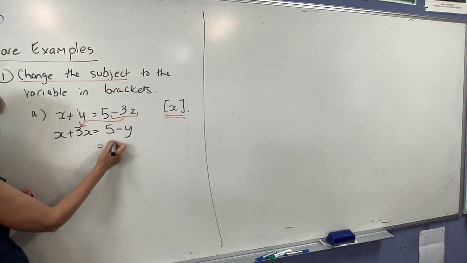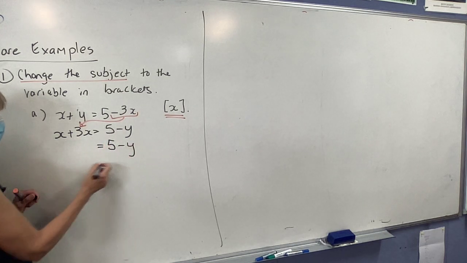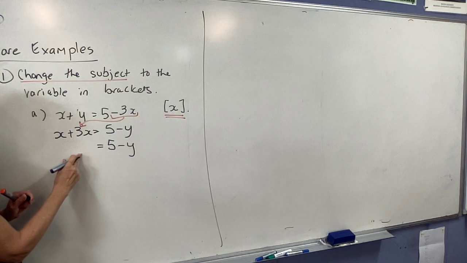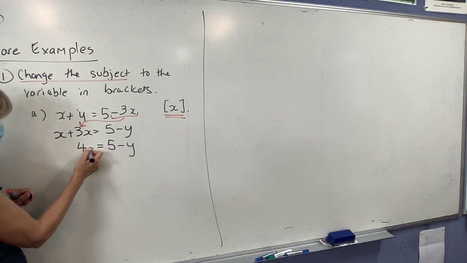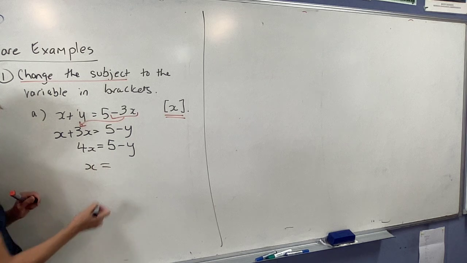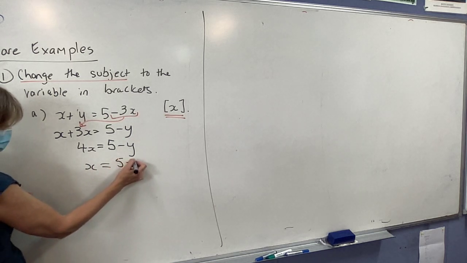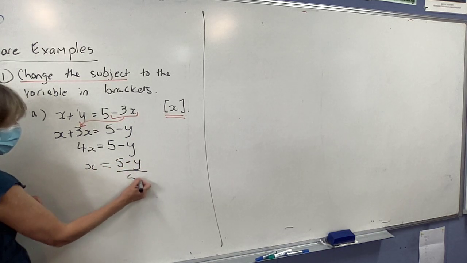Minus y over 5, well, I don't want the final answer yet. What's this equal? 4x. Okay, now you can do your last line. x equals 5 minus y. Perfect. Does anyone have any questions on that one?